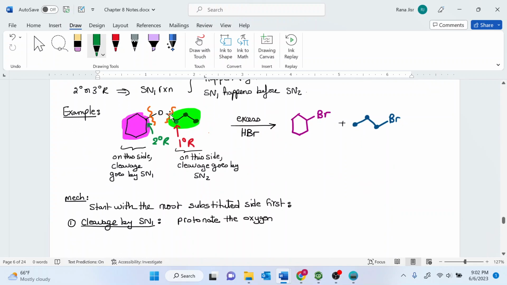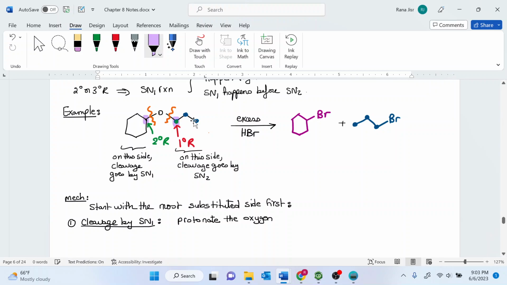Let's consider this example here where we have an ether. The ether here is not symmetrical. This means that the R groups are different from both sides. So the first thing that you need to look for is the R groups that are connected to the oxygen, and precisely you need to look for the carbons that are connected to the oxygen and evaluate what type of carbons they are, because this determines the mechanism of the reaction. So this R over here is a primary R group, and this R over here is a secondary R group.